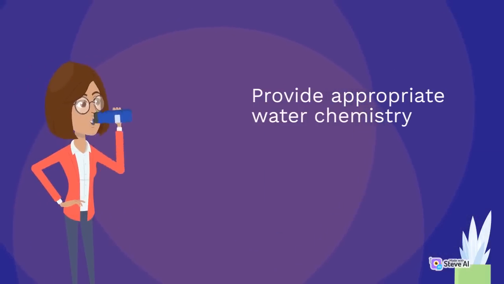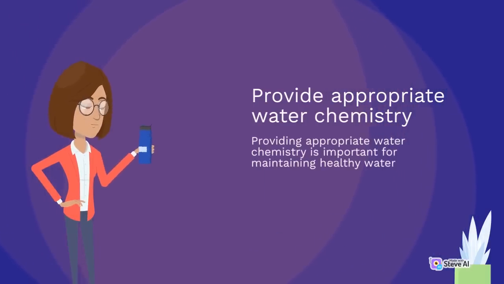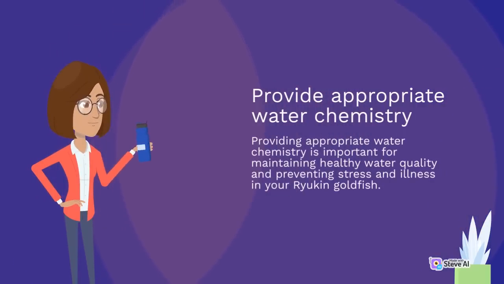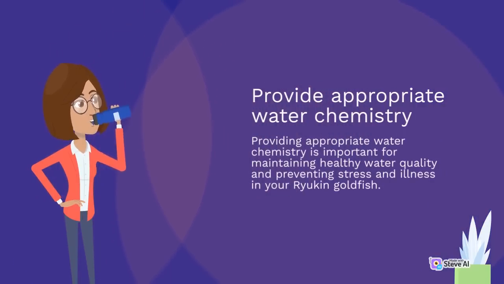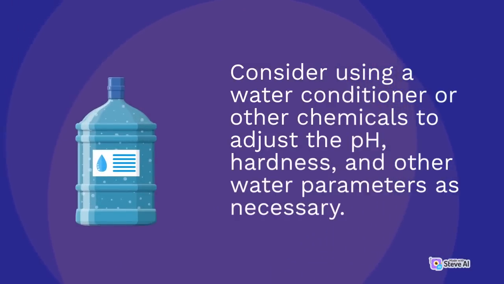Provide appropriate water chemistry. Providing appropriate water chemistry is important for maintaining healthy water quality and preventing stress and illness in your Ryukyu goldfish. Consider using a water conditioner or other chemicals to adjust the pH, hardness, and other water parameters as necessary.